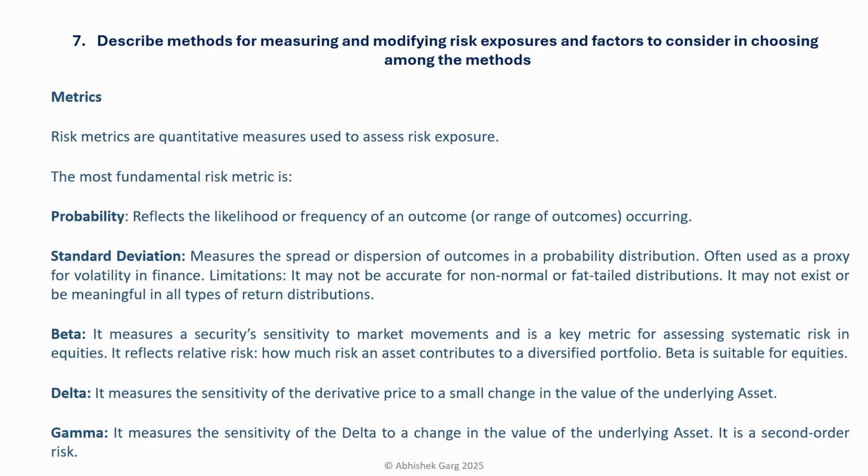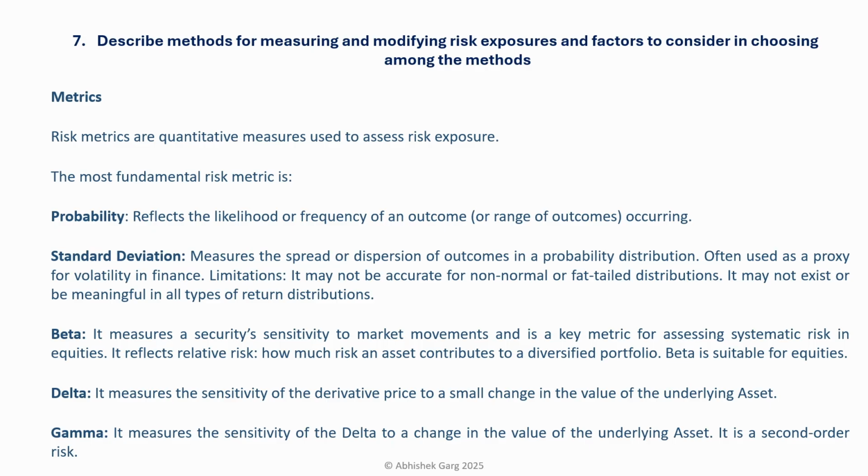It's a key metric for assessing the systematic risk in equities. Beta is only applied for equities. It reflects the relative risk, that is, how much risk an asset contributes to a diversified portfolio. Then comes delta. Delta is used in derivatives portfolio. It measures the sensitivity of a derivative's price to a small change in the value of the underlying. It's a first order impact of the change in underlying to the derivative's price.